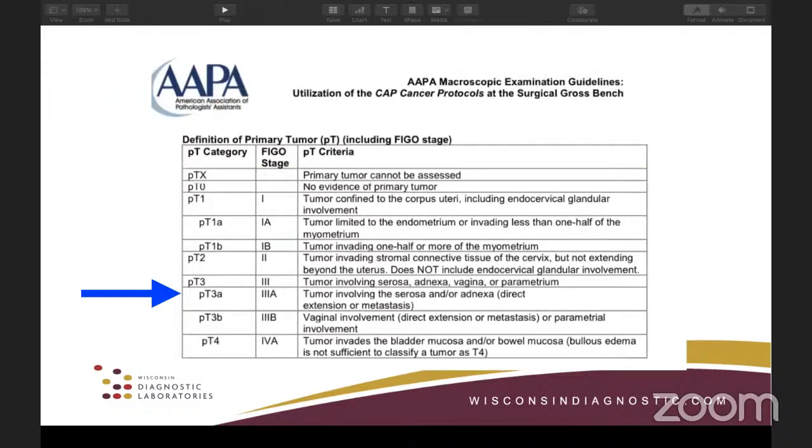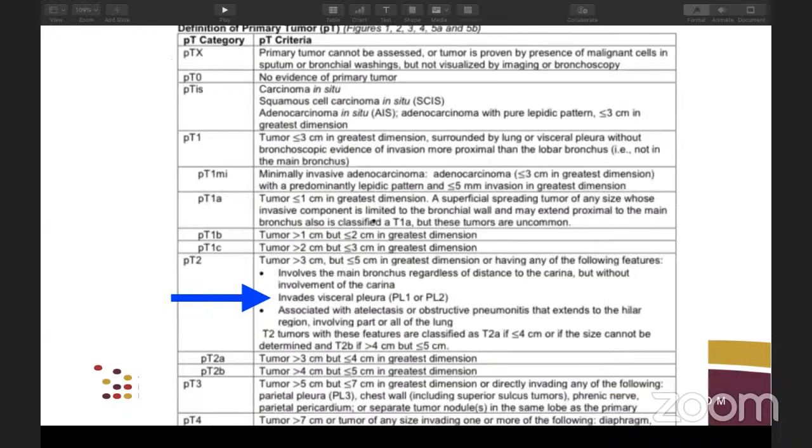All right, so here's a couple examples of how these surfaces can be important. If you note where I have the blue arrow there, this is for endometrial cancer. And you see that if the tumor involves the serosal surface, that can up the stage to T3a. This is another example, for lung. Again, the blue arrow: if it invades the visceral pleura, that ups it to a T2.